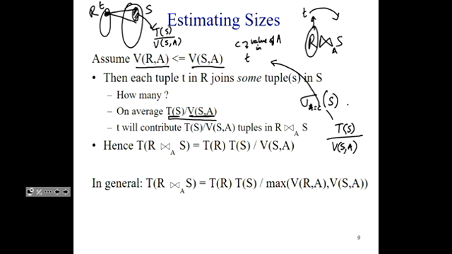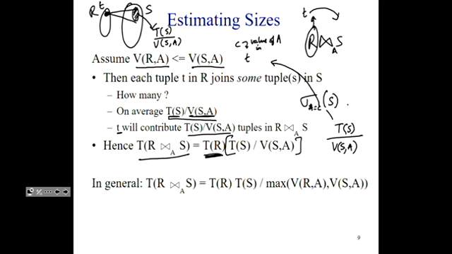Okay, and now T is going to contribute T of S divided by V of S comma A, and therefore overall the cost, or the size, is basically T of R multiplied by T of S divided by V of S comma A, because you repeat this for every single tuple in R. Yes?